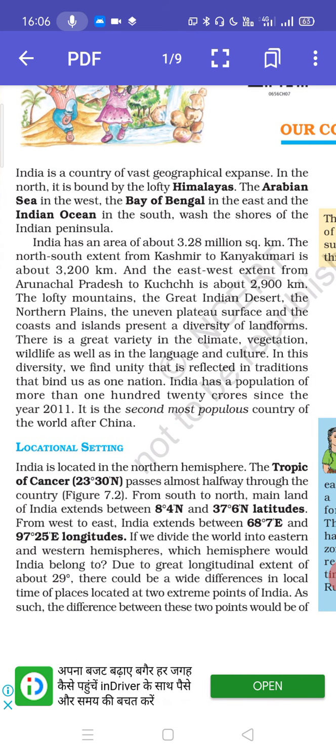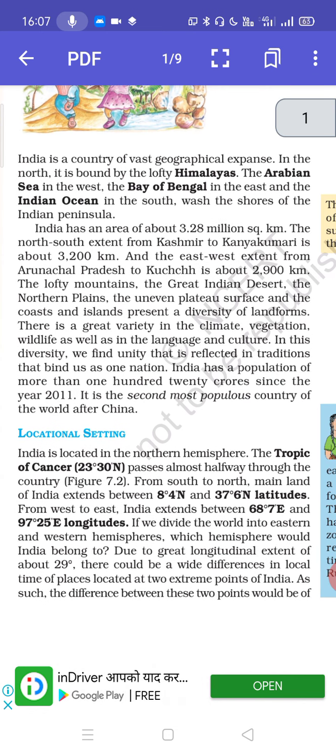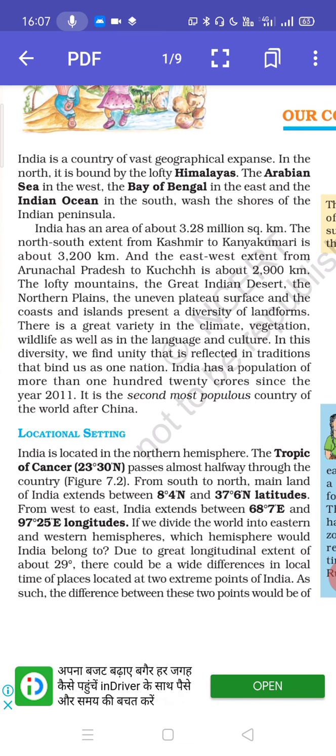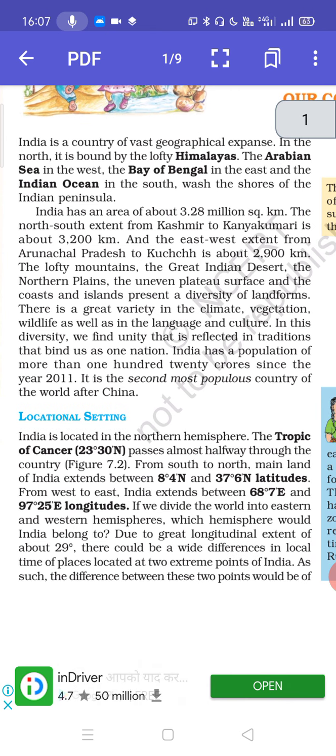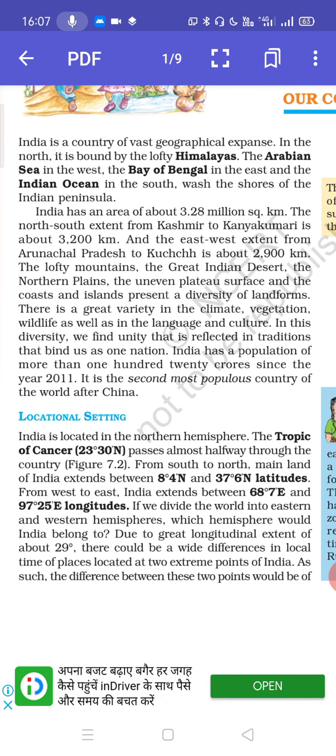The lofty mountains, the great Indian desert, the northern plains, the uneven plateau surface, and coast and islands present a diversity of landforms. There is a great variety in the climate, vegetation, wildlife, as well as in the language and culture. In this diversity, we find unity that is reflected in traditions that bind us as one nation.